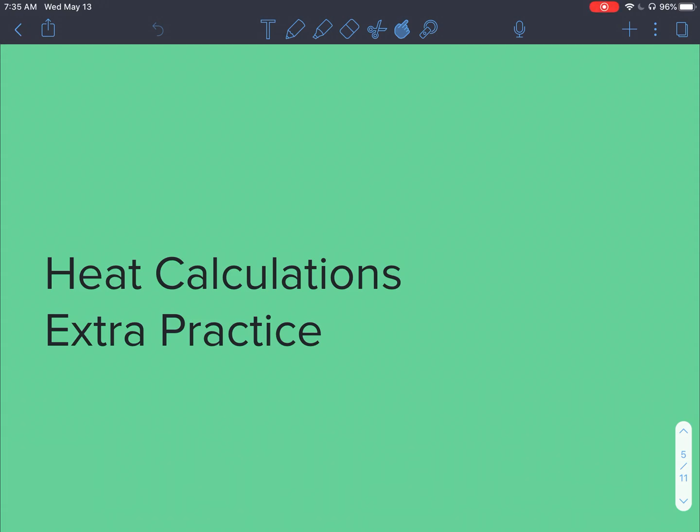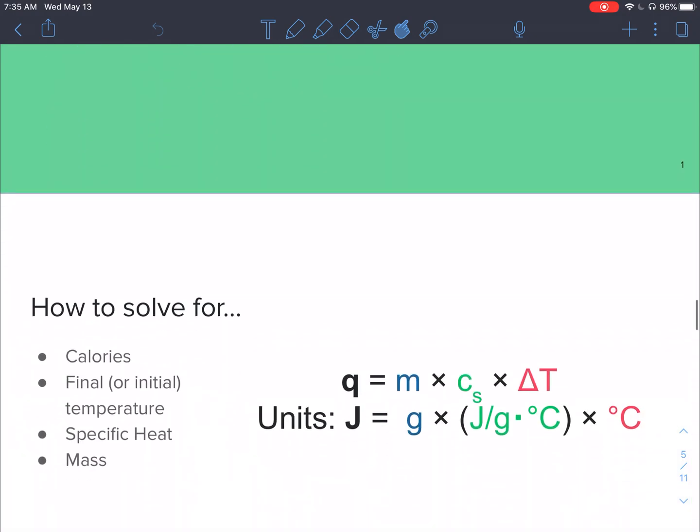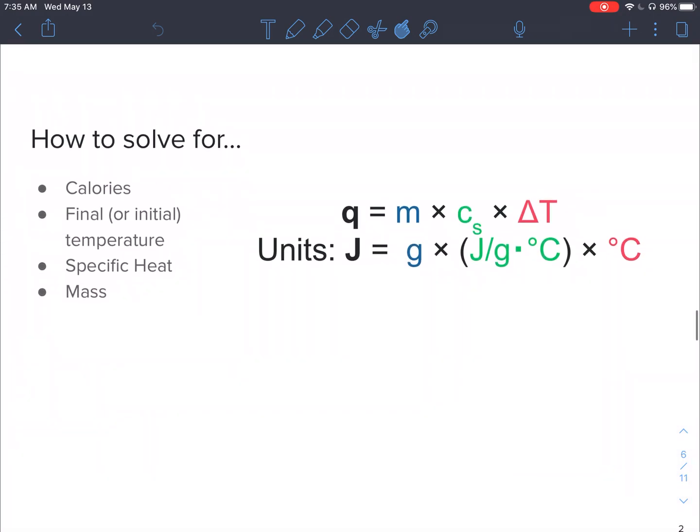Hilt, and in this video I'm going to walk through 4 different heat calculation problems. In each problem, we're going to solve for a different variable, and those are outlined right here. Even though we've already had practice solving for Q, we are still going to have one of those because in this example, we're going to end up solving for calories instead of joules as our final unit.